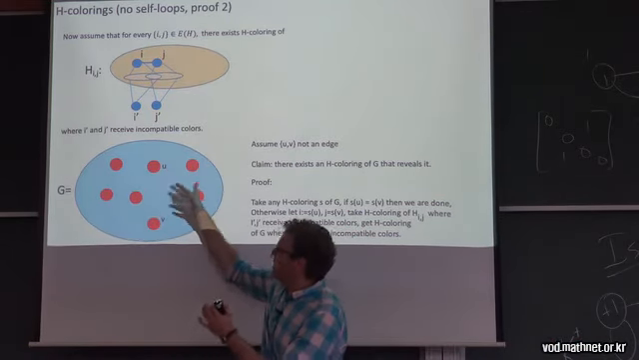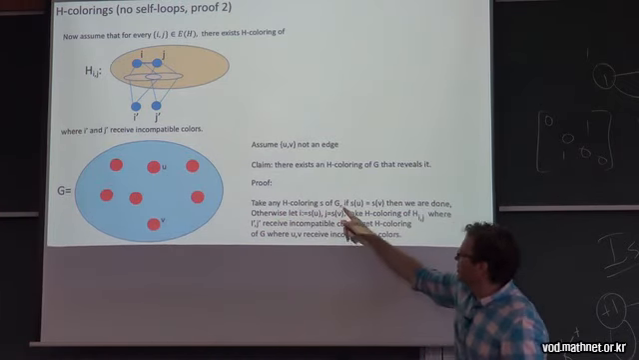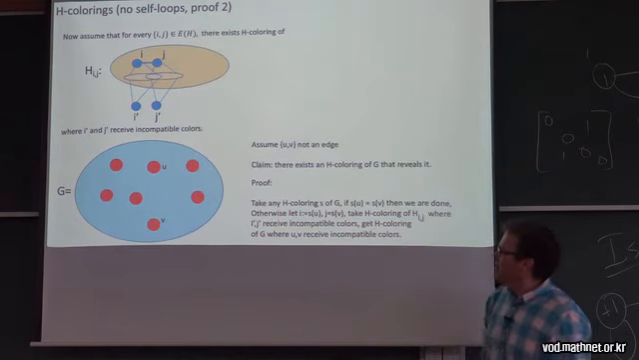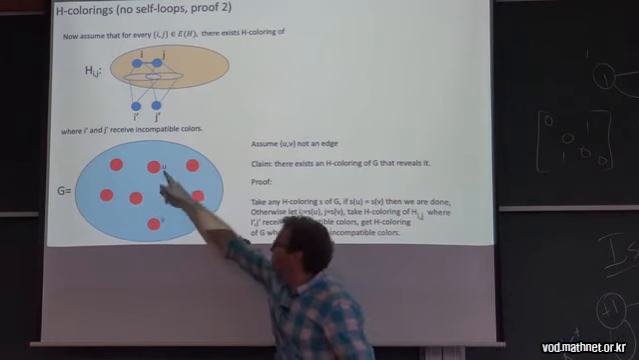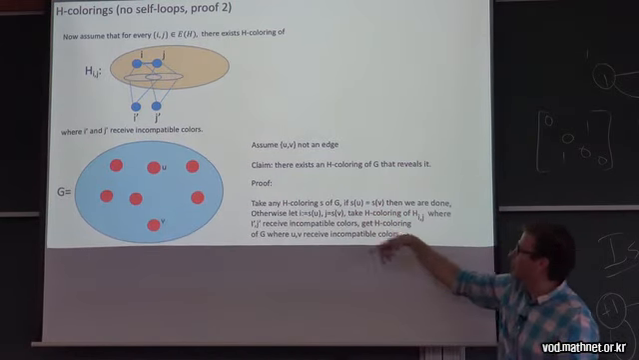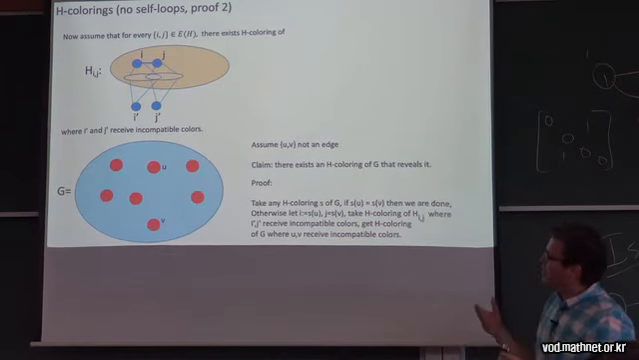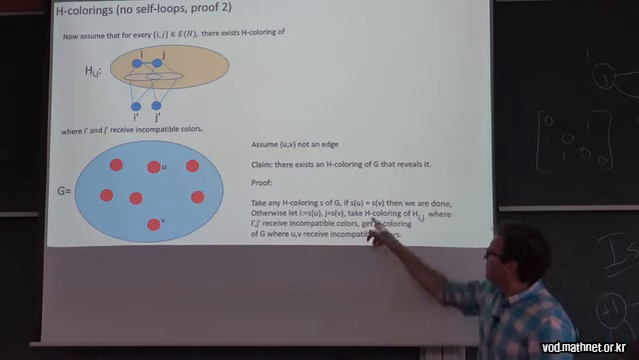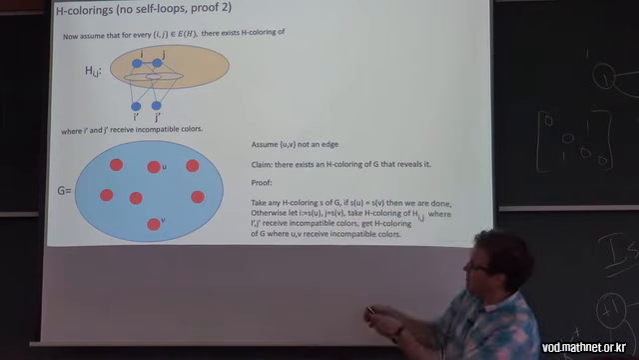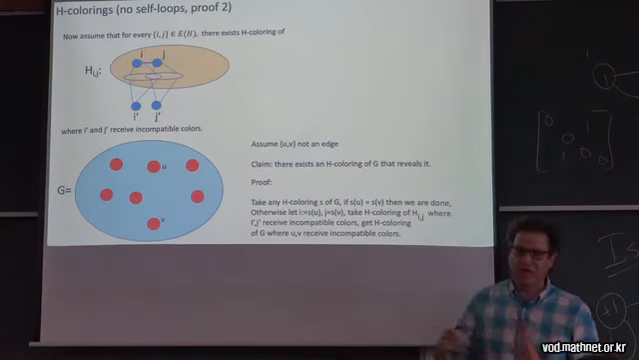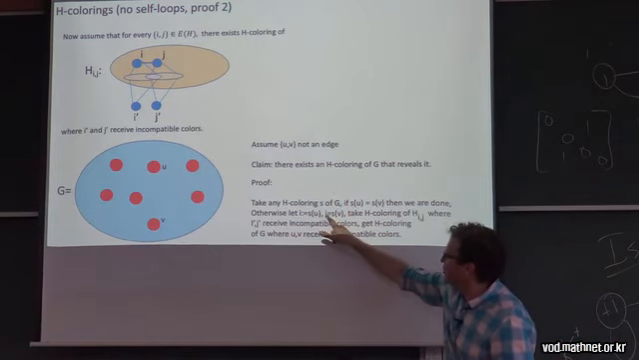And I want to show that there's an H coloring which identifies G. So take any H coloring of G. Call it S. Now, I'm trying to find whether there's an edge. If the colors of U and V are already incompatible, then we're done. If they get the same color, then we're done because we're assuming that there are no self loops in this graph. We already took care of that case. So let's assume they're different colors. Suppose this one gets color I and this one gets color J.